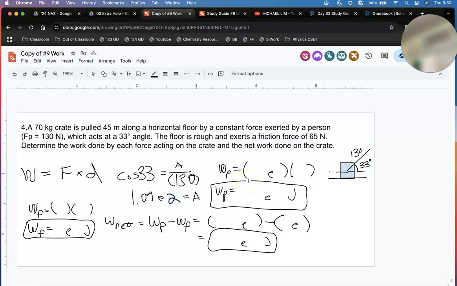This is 1.09 E2. This is the study guide. Practice problem. Did you check with the answer key? And they're all good? All right. Here's student number 3. Here you go.